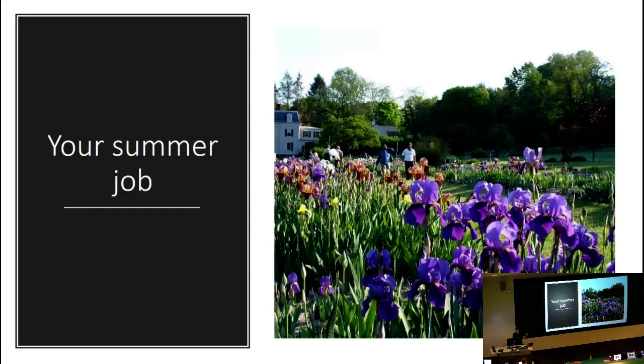Does anyone know what flower this is on the right-hand side? Don't look at the slides. I don't know why I keep asking you questions or answers that are on the slides. So they're irises, okay? So I didn't know that either, but irises are very famous in medical statistics.